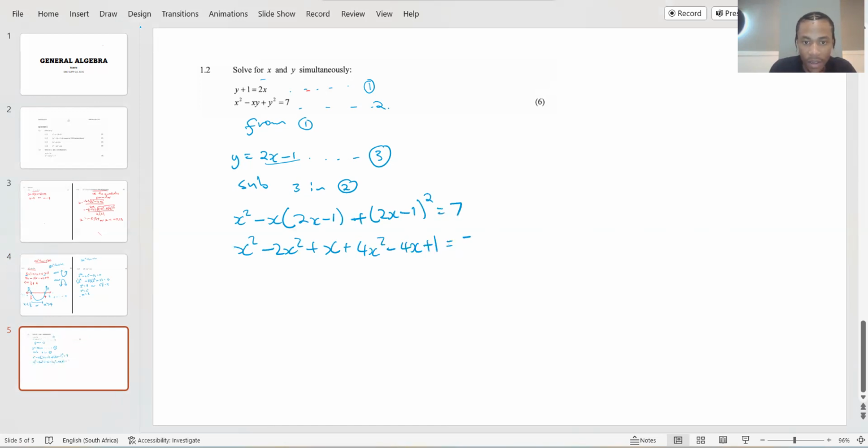Okay, let me take the 7 aside. Then I look for like terms. X squared minus 2x squared, that is a negative x squared. Then I have plus 4x squared, so the result is 3x squared. Then x minus 4x, it's negative 3x. Then positive 1 minus 7, it's a negative 6. This is all equal to 0. You can divide everything here by 3. We'll have x squared minus x minus 2 equal to 0.